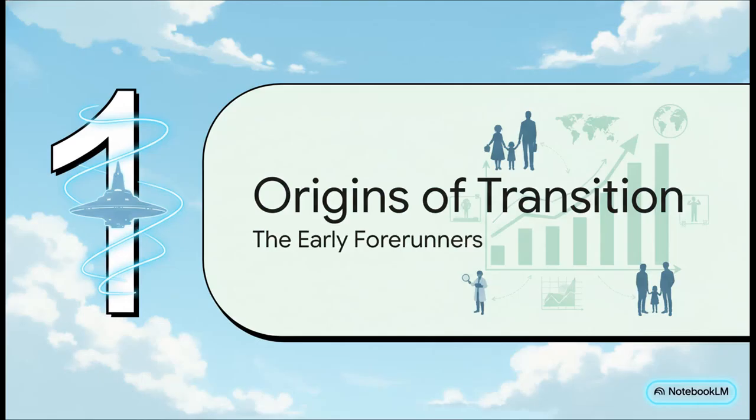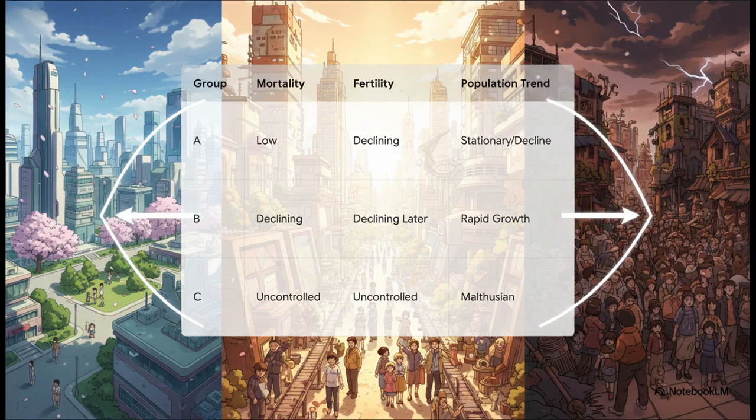Starting off with Section 1, Origins of the Transition, covering the source headings, the forerunners, and the demographic transition theory. And this brilliantly illustrates Warren Thompson's 1929 typology, which was the first English formulation of the theory. He split the world into three distinct groups. First, you've got Group A. These populations are facing potential decline because their fertility rates are dropping fast.